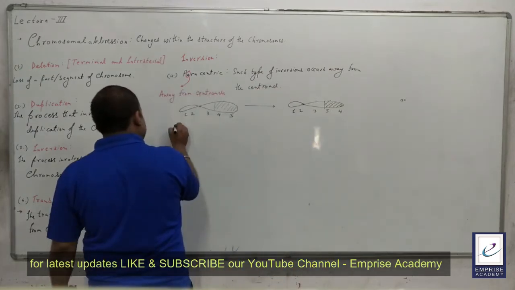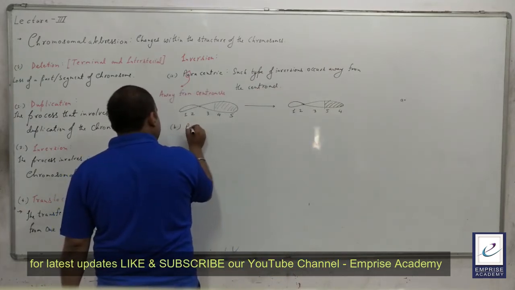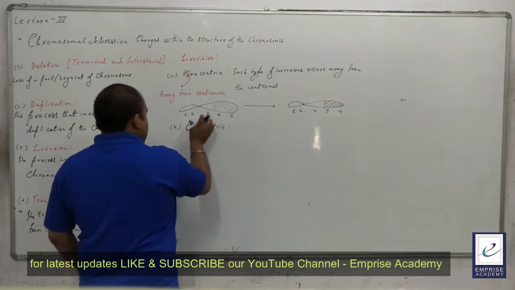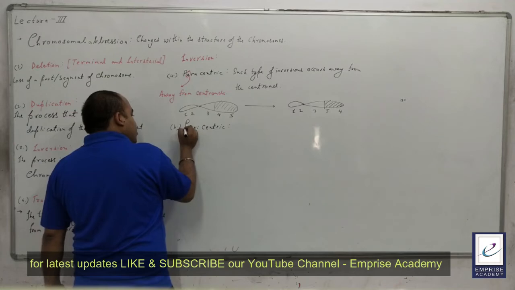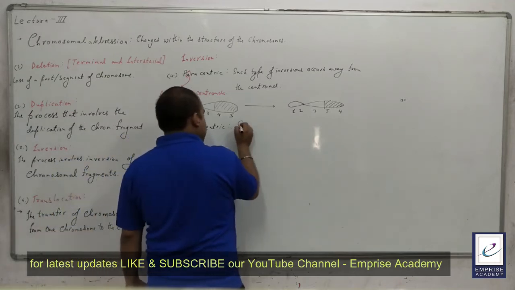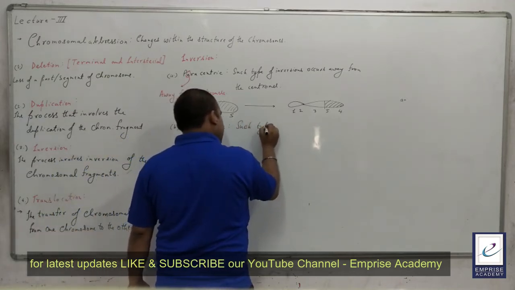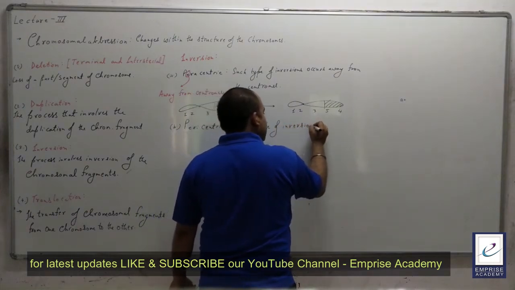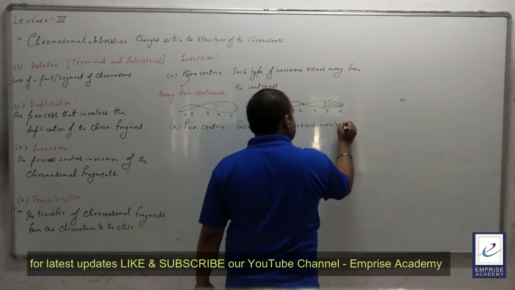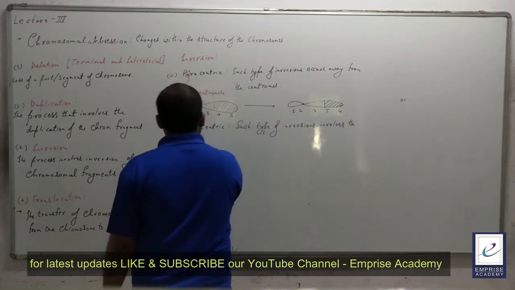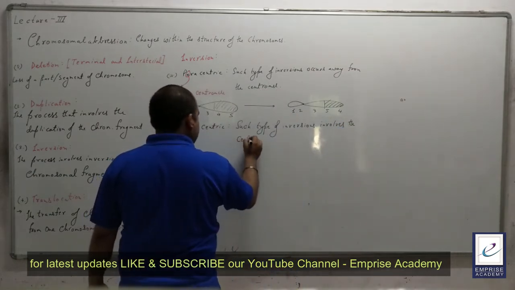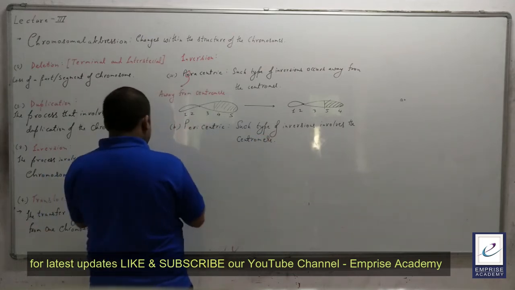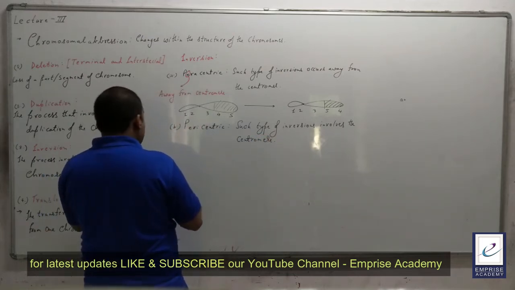Then there is another one which is called pericentric inversion. Such type of inversion involves the centromere. For example, in the case of pericentric, it involves the centromere.